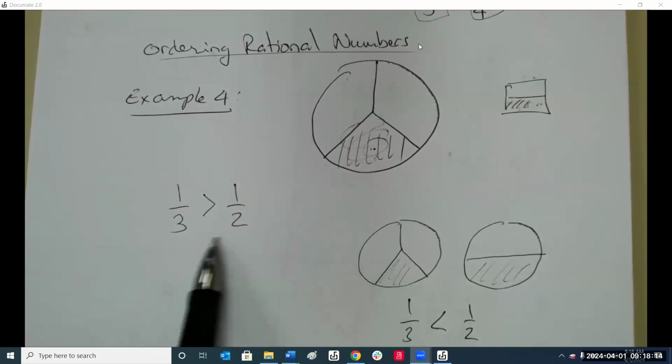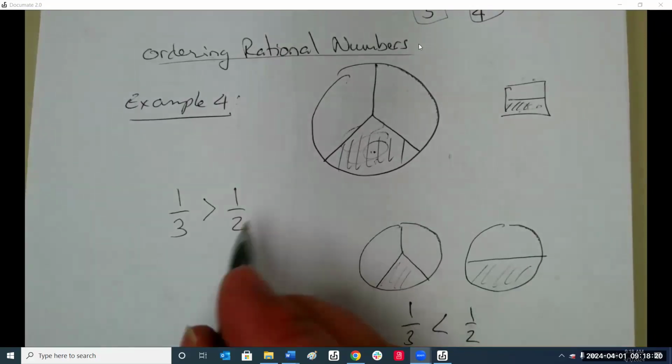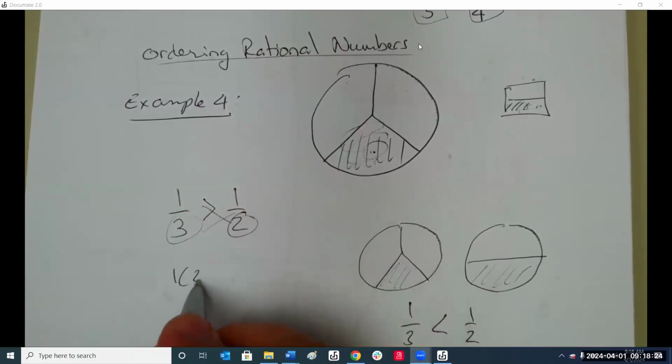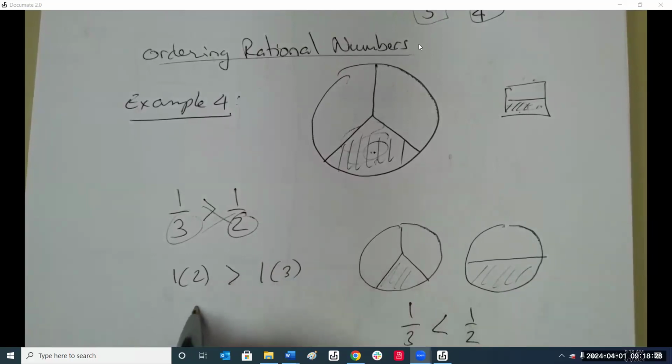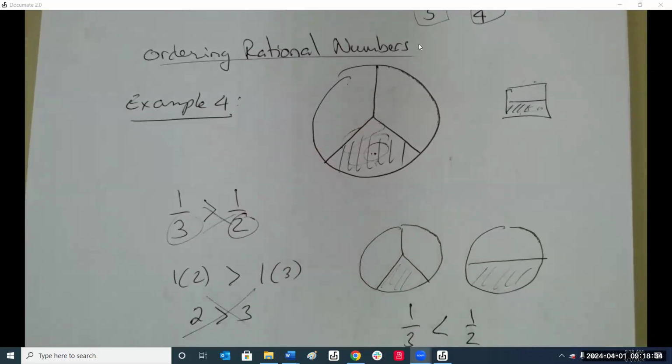But now, can we prove it another way? Cross multiply. So we have 1 times 2 and 1 times 3. Is 2 bigger than 3? No. So that's not a true statement. Let's see what else we got. Oh, yes.